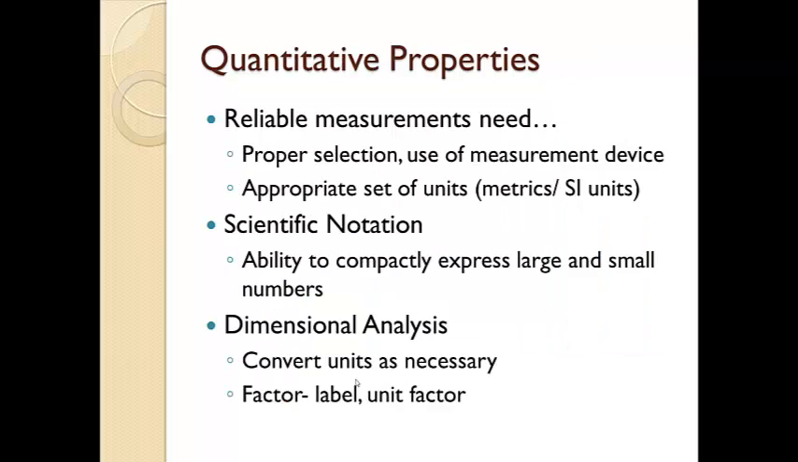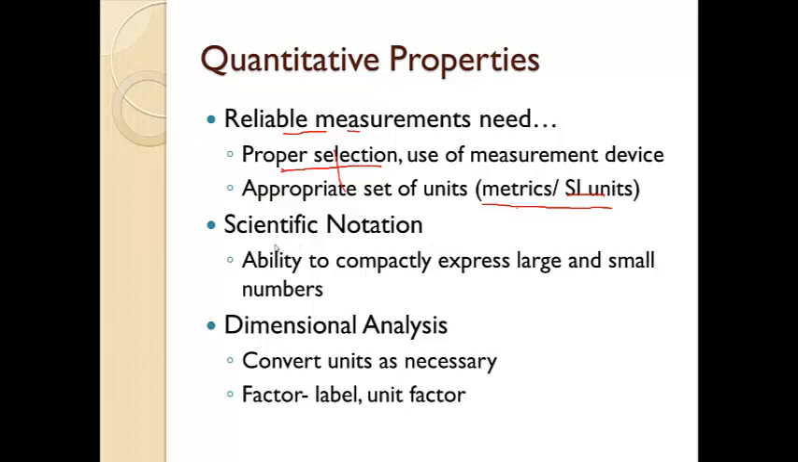So when we're looking at quantitative properties, we need reliable measurements, we need proper selection of the measuring device. So what instrument you use to determine the volume, what instrument you use to determine the mass is going to make a difference. You also want to make sure to use the appropriate units. We in the science world always use either metric or SI units. Never use English.